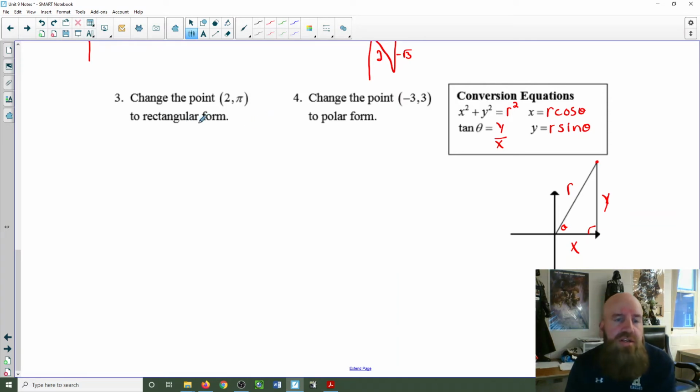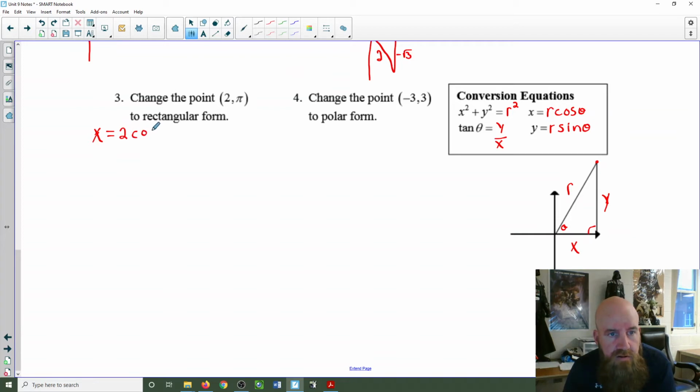Alright, so change the point (2, pi) to rectangular form. So we're looking at plugging a radius into the equation, and we're plugging a pi in. So we want x's and y's. So we need to keep in mind what that looks like. Okay? So I want an x and a y. So we know what x equals. That equals r cosine theta.